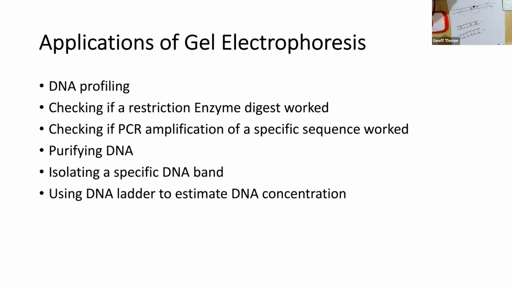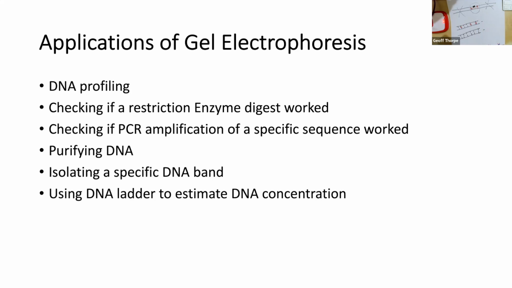So, applications of gel electrophoresis. There's quite a few. It can be used in DNA profiling, where you have done a restriction enzyme digest on genomic samples from different people, and you're trying to compare the bands to see how many match up and how many don't. It can be done to check if either a restriction enzyme digest or a PCR has worked, because if you've done a restriction enzyme digest, you've hopefully cut out a DNA fragment that's X base pairs long, and so you can check that on your gel.